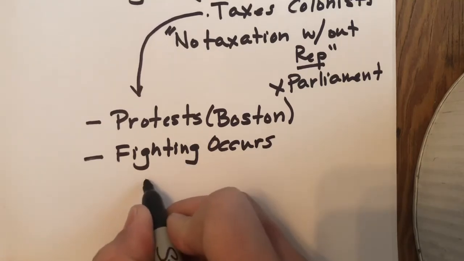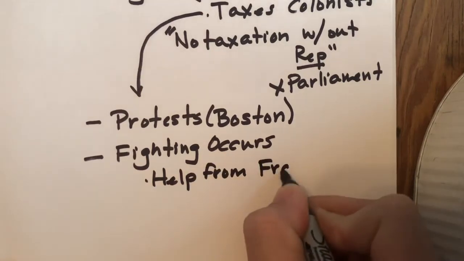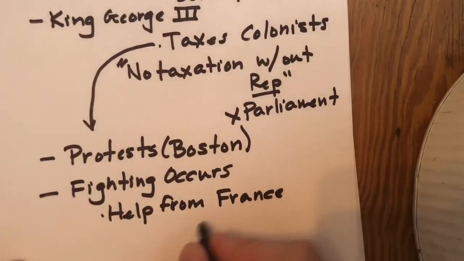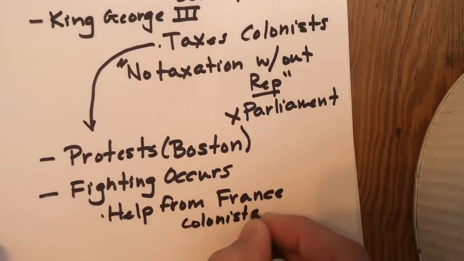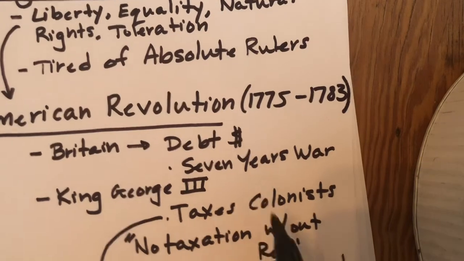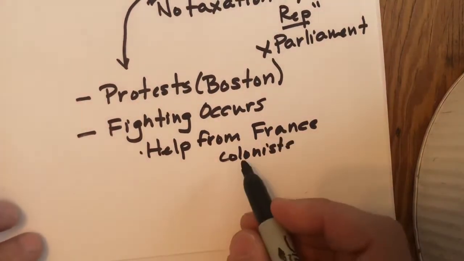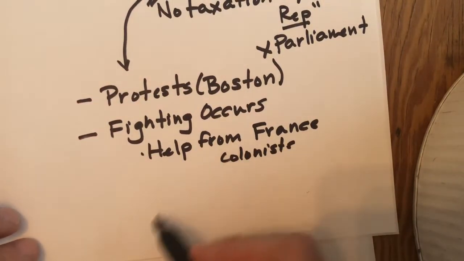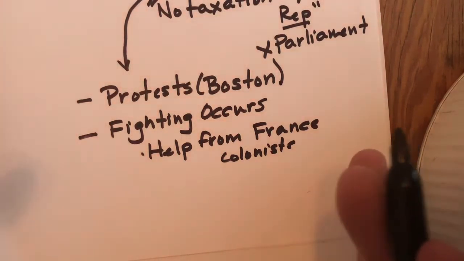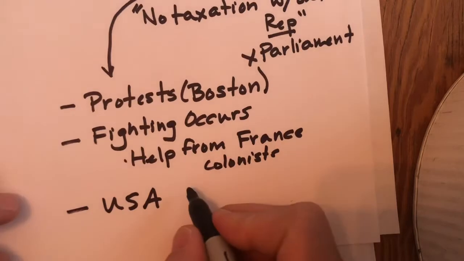And they seek help, and they gain help from France. The French end up helping the colonists because they don't like King George III, because they lost the 7 Years' War. So this is their way of getting back at the British and the crown for defeating them in the 7 Years' War. And with the help from the French, with spy networks and with the Patriot cause, the newly formed USA wins.